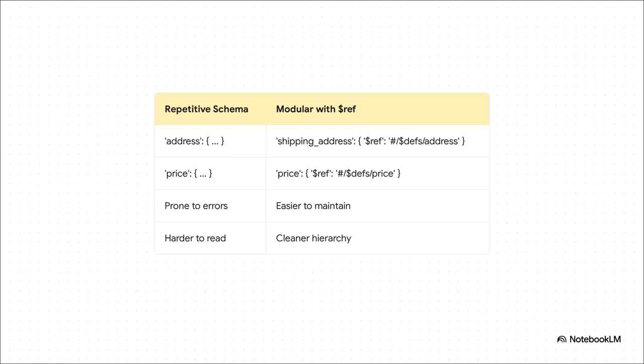And you can really see the difference it makes here. On the left, you've got this repetitive schema where you're defining an address over and over again. But on the right, using $ref, you get this clean, modular structure. It's not just shorter, it's way easier to read, to maintain, and you're much less likely to make mistakes.